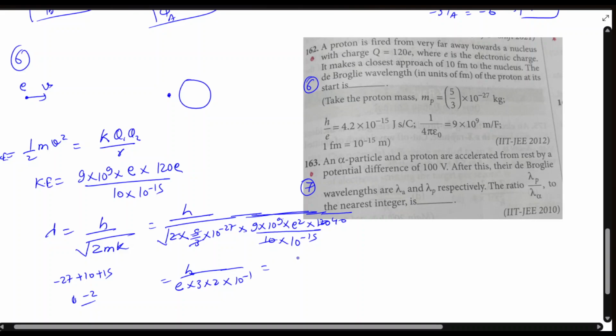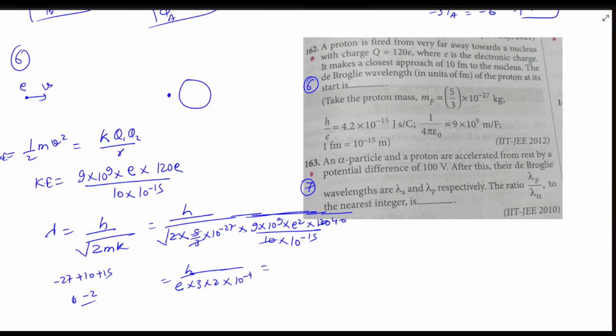Now h upon e is how much? h upon e will be 4.2 into 10 raised to power minus 15 divided by e. So h upon e we have put already. This will be 6 into 10 raised to power minus 1. Okay. So simple, it will be 42 by 6 Fermi meter, which is 7 Fermi meter. So 7 will be the answer.